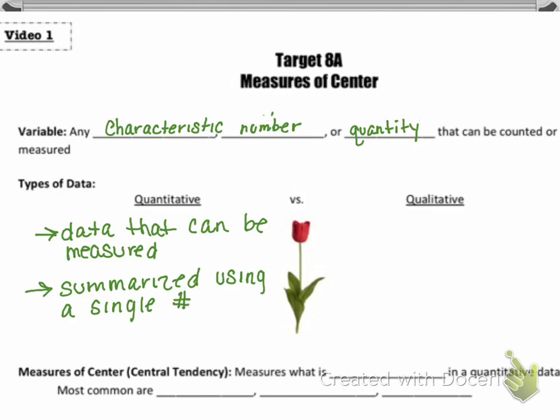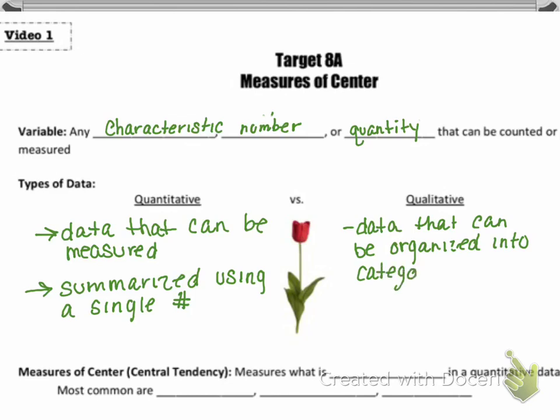We're going to talk about that in just a second, but I also want to briefly talk about qualitative, which is simply data that can be organized into different categories. So categories is the key word there. We cannot summarize that with a number. So yeah, big difference between the two.